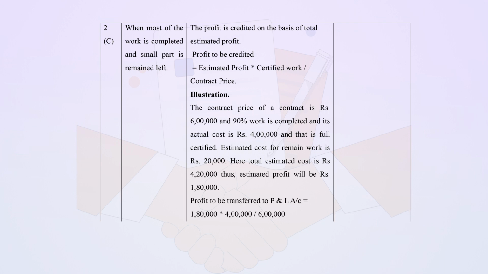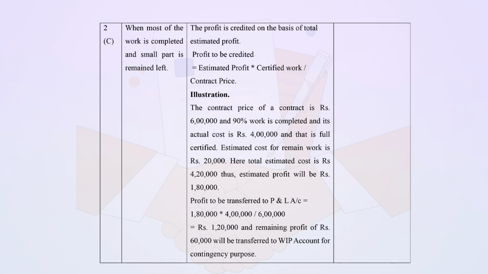Let's understand with the help of an illustration. The contract price of the contract is rupees 6 lakh and 90% work is completed. Its actual cost is rupees 4 lakh and that is fully certified. Estimated cost for remaining work is rupees 20,000. Here the total estimated cost is rupees 4,20,000. Thus, estimated profit will be rupees 1,80,000.